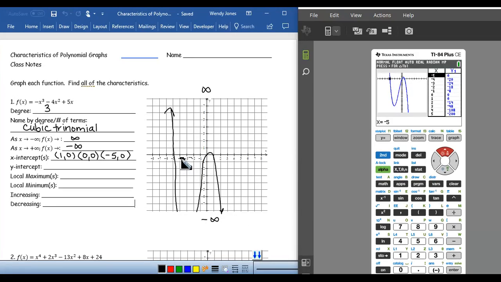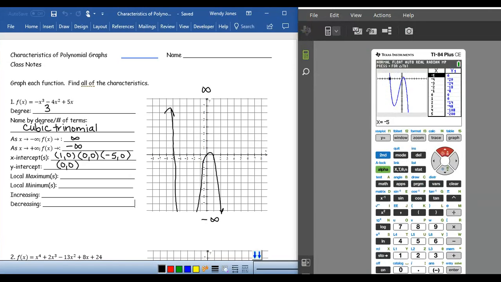Y-intercepts. You have a y-intercept when the graph crosses the y-axis. It will only cross the y-axis one time. I think it's at 0, 0. The way that I can confirm, again, is to come over here to my table and I look for when x is 0, then I see where it crosses y. And sure enough, my y-intercept is at 0, 0.